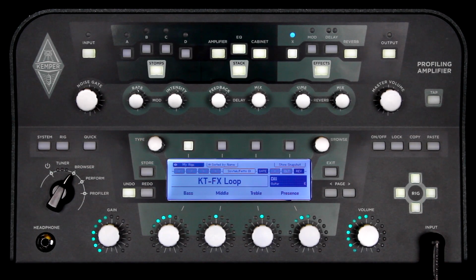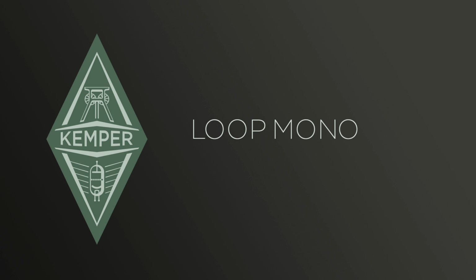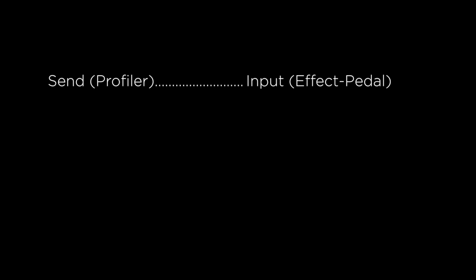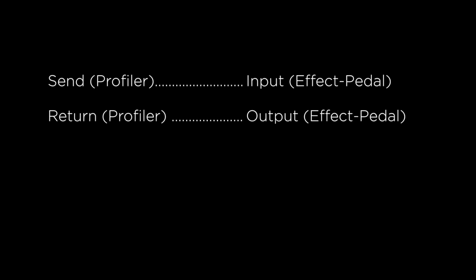Place a loop stomp in one of the slots to activate the effect loop. There are 3 different types of loop stomps. To connect a mono pedal, you can use the loop mono stomp. First, connect the pedal to the profiler. The send of the profiler goes into the input of the pedal. The return must be connected to the output of the pedal.